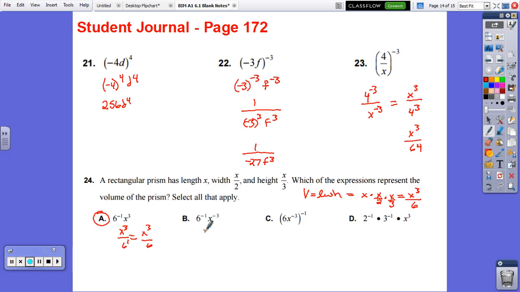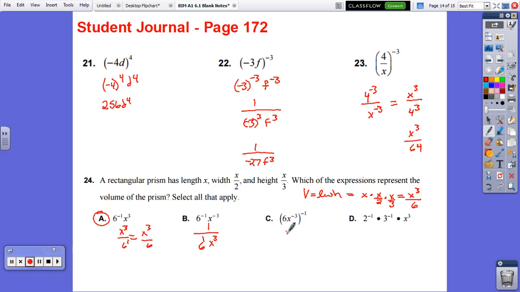So now let's look at this. The 6 to the negative 1 is going to bring it to the bottom, and then the x to the negative 3 is also going to bring it to the bottom. So this is not the same because it's 1 over 6x cubed. So then here, the negative, we can do this multiple ways. There's more than one way to solve this. So you can go ahead and you can distribute the negative to everything, all right?